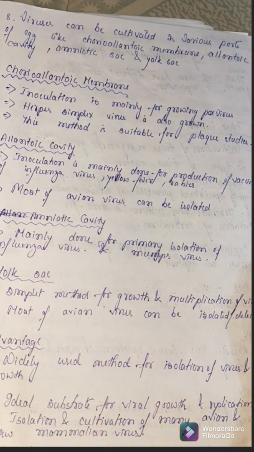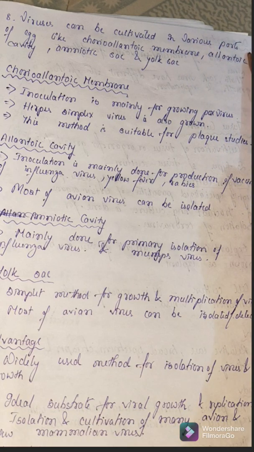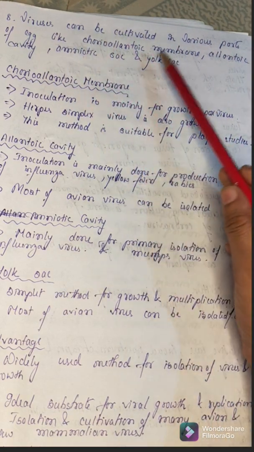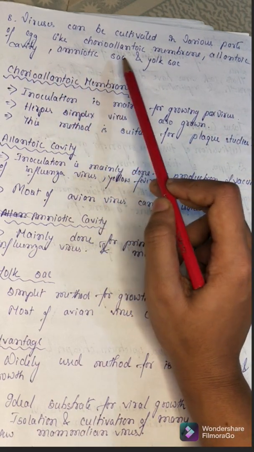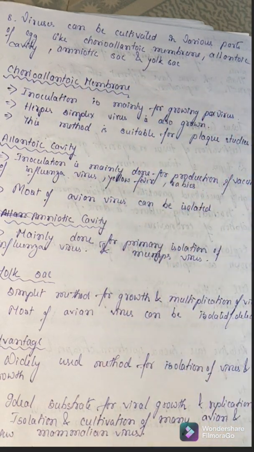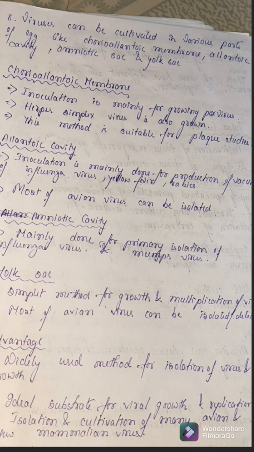Number 8, viruses can be cultivated in various parts of eggs like the chorioallantoic membrane, allantoic cavity, amniotic sac and yolk sac. So these are the various sites where we can inoculate the virus.